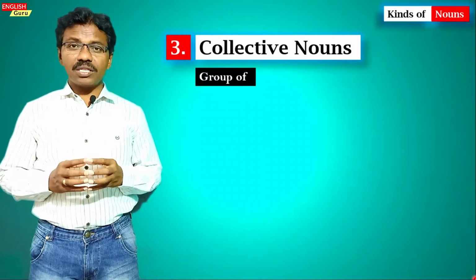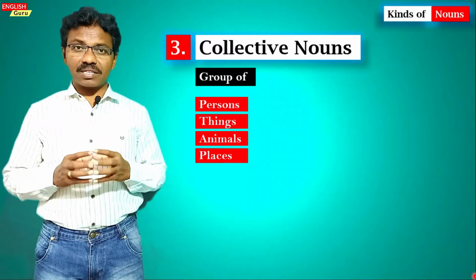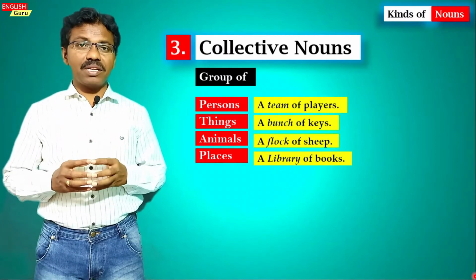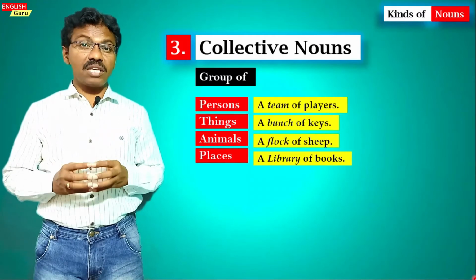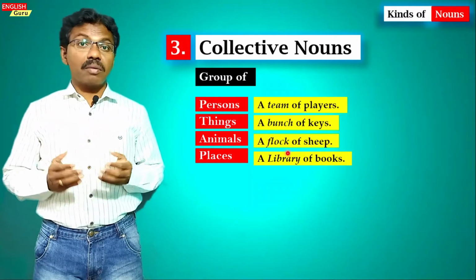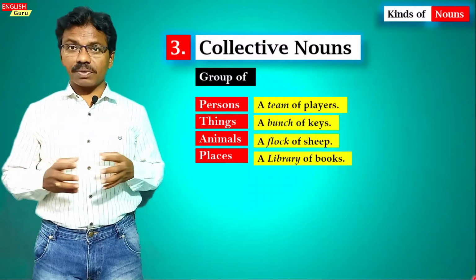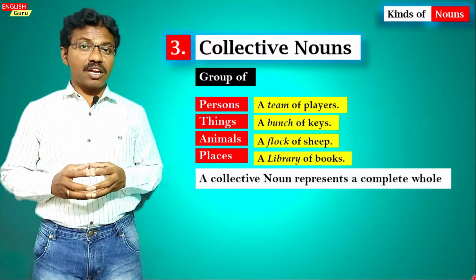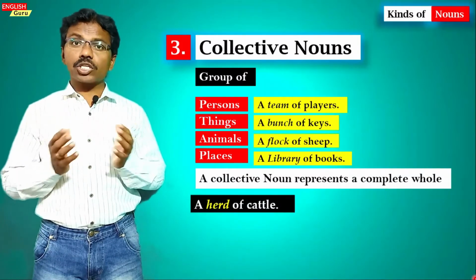And the third one is collective nouns. Collective nouns are nothing but a group of persons, things, animals, and places. For example, group of persons, team of players; things, bunch of flowers; animals, a flock of sheep; places, a library of books. So collective nouns represent a complete whole.